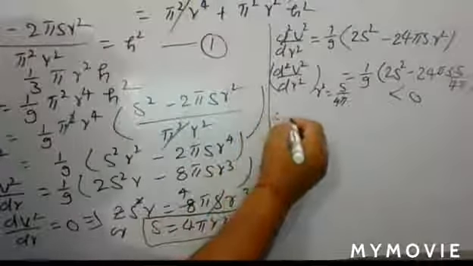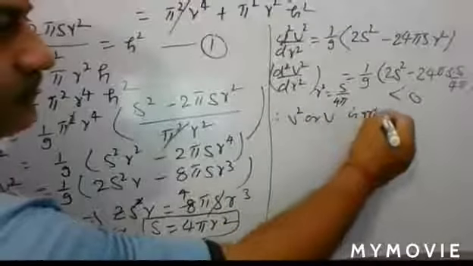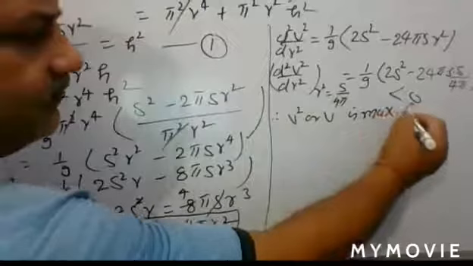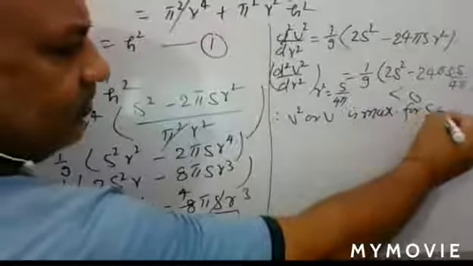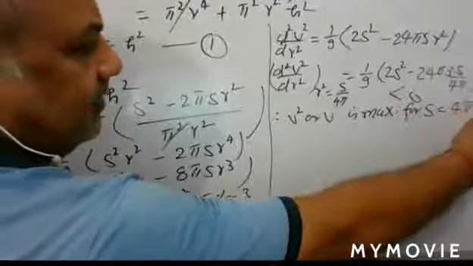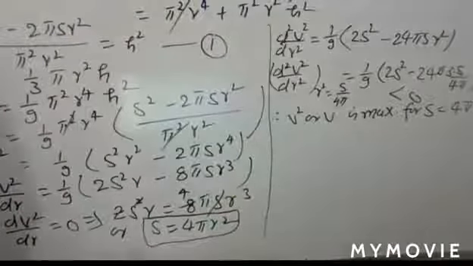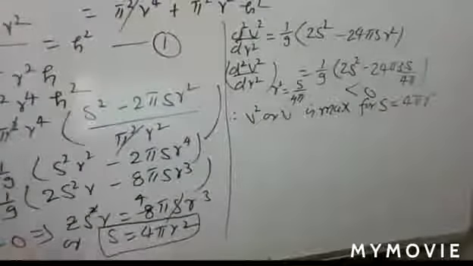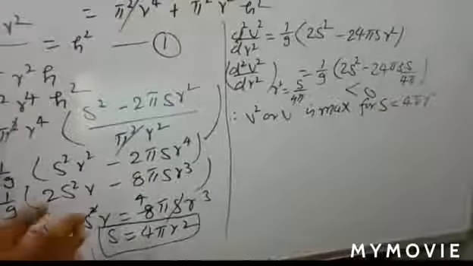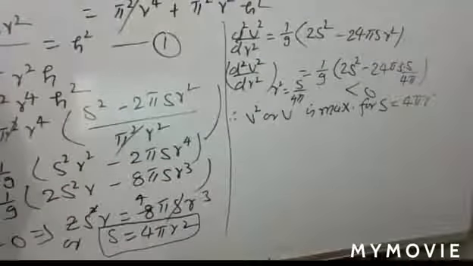So you can say that v square, or v, is maximum for S equal to 4 pi r square. In this way, you have your result. This means you have proved your first part: for that value of S or R, your volume becomes maximum.